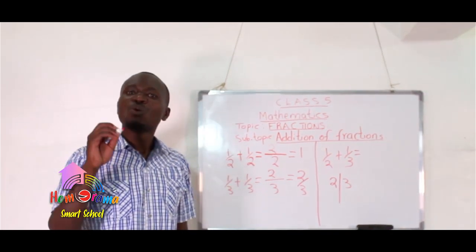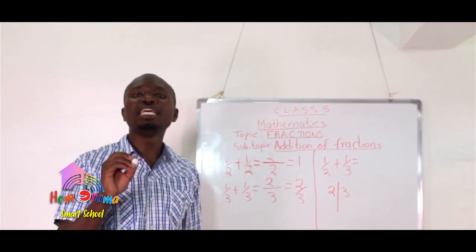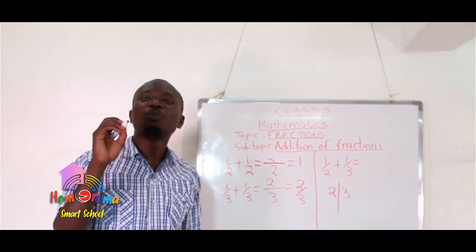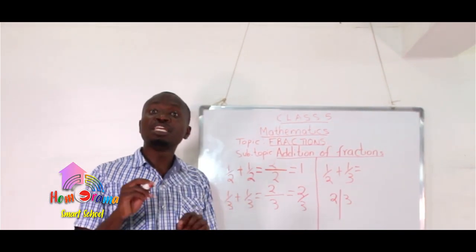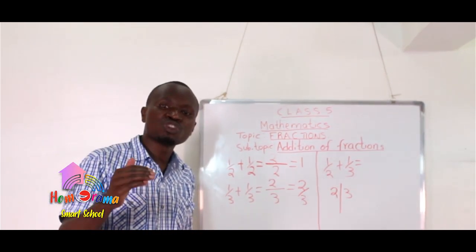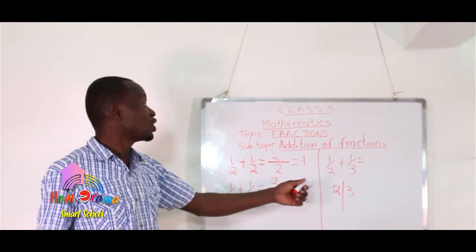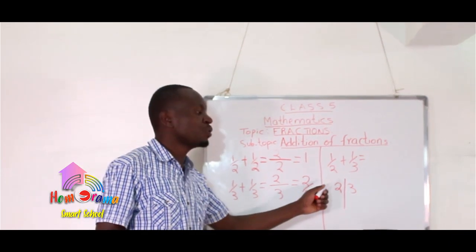And the question is, what is LCM? LCM is the least common multiple. So for any fractions you are given, you look for the least common multiple of the denominators. In this case, our denominators are 2 and 3, so we look for the least common multiple of 2 and 3.